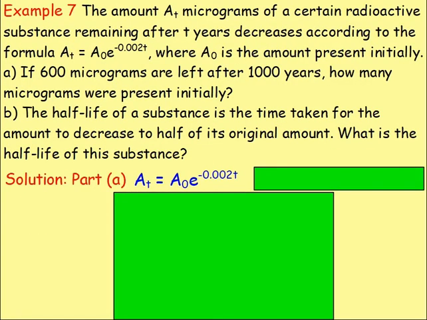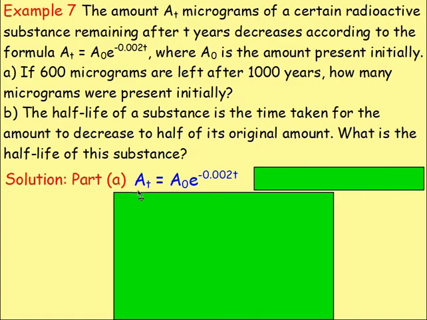Example 7. The amount A_t micrograms of a certain radioactive substance remaining after t years decreases according to the formula A_t equals A naught e to the power of negative 0.002t, where A naught is the amount present initially. If 600 micrograms are left after 1000 years, how many micrograms were present initially? And for part B, the half-life of a substance is the time taken for the amount to decrease to half its original amount. What is the half-life of this substance?